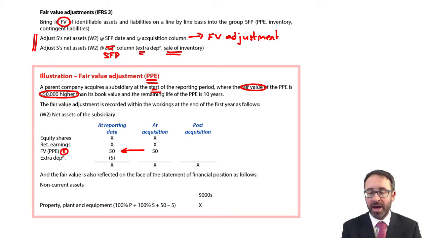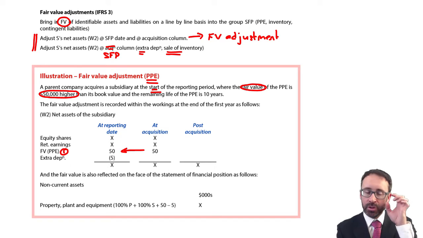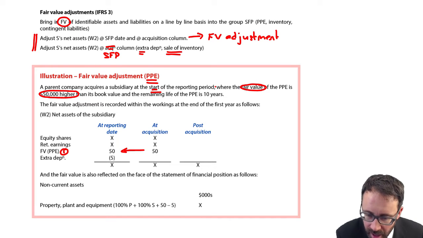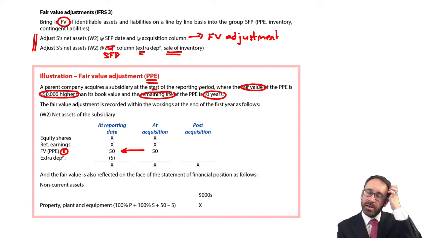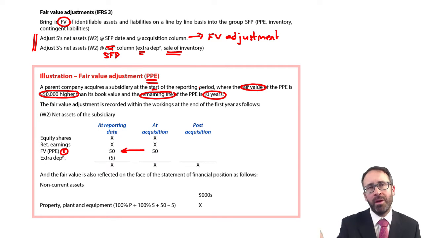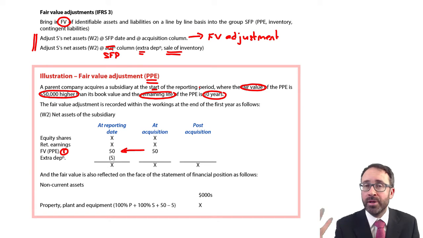Okay. So I'll put in 50 at acquisition and 50 at the reporting date. Again, we're assuming there that everything is in round thousands. The key bit now, and this is where students tend to find a challenge, is that you're told that the remaining life is 10 years. So the subsidiary will have been depreciating the asset based on its historic cost. So it is charging depreciation through its accounts, but it won't be charging depreciation on that fair value uplift of $50,000. Well, if we've uplifted the asset by $50,000, we need to charge depreciation on that additional $50,000, don't we?